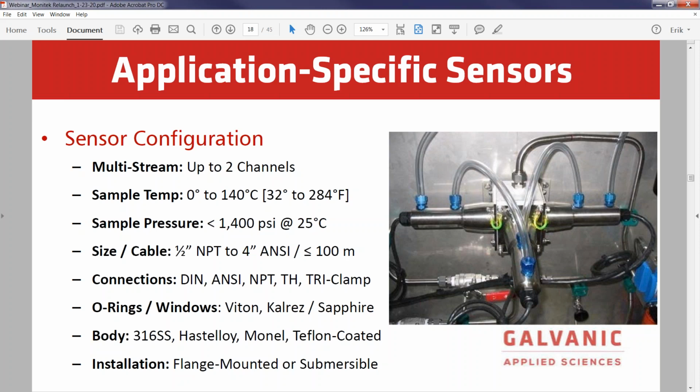And again, the bodies, all the wetted materials, as long as it's a material that my machine shop can purchase, an alloy that's on the market, we can machine it and make it out of that. So we're very flexible. So obviously our standard is 316 stainless steel. A good second place would be Hastelloy C. We do a fair amount of those every year. To real exotic stuff, some of your nickel stuff, the Monels, and then obviously Teflon or Teflon coated stainless steel. So again, installation will be pipe mounted, either flange mounted or NPT or a submersible probe.